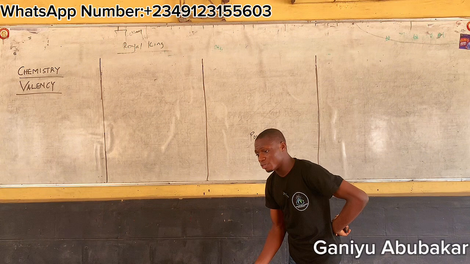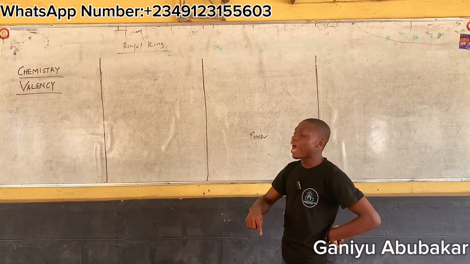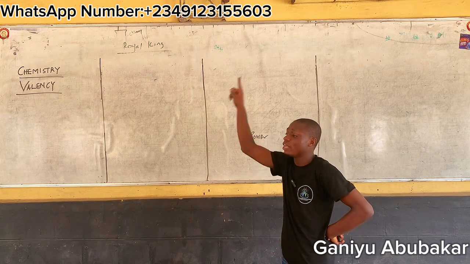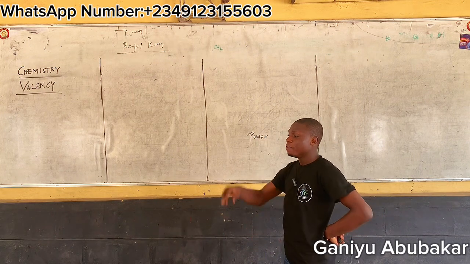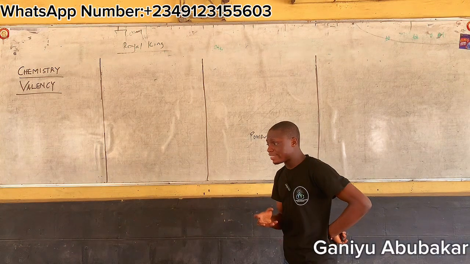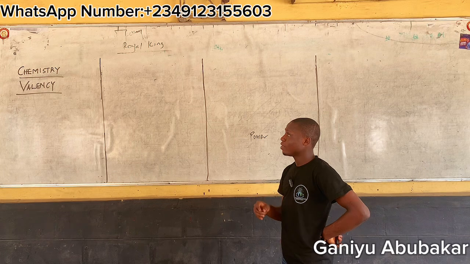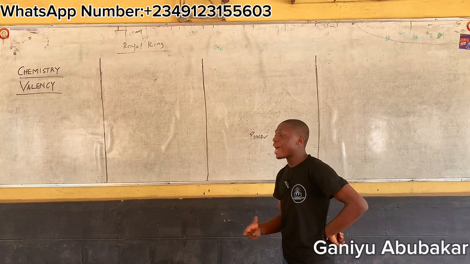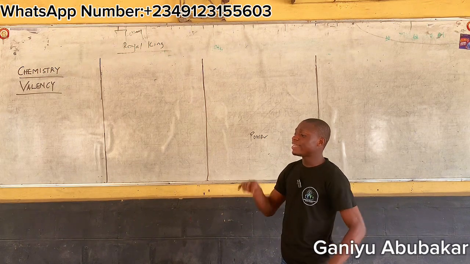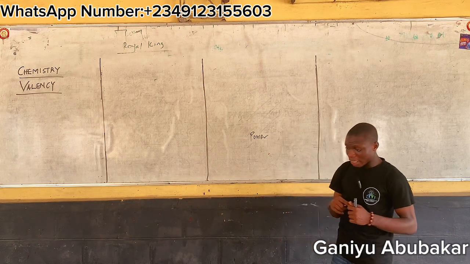What are valence electrons? Valence electrons are simply the electrons present in the outermost shell of an atom.